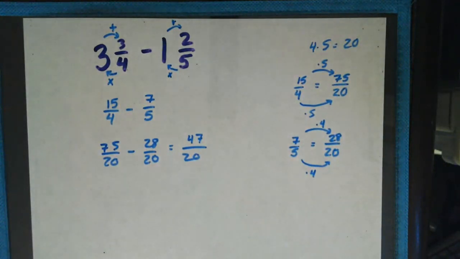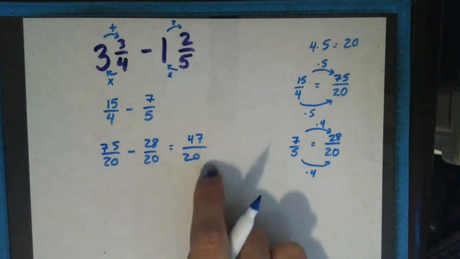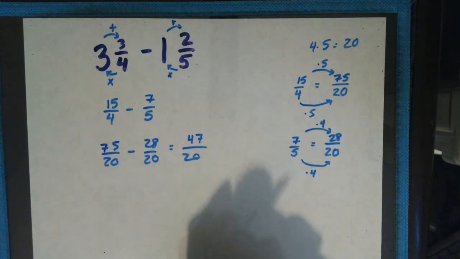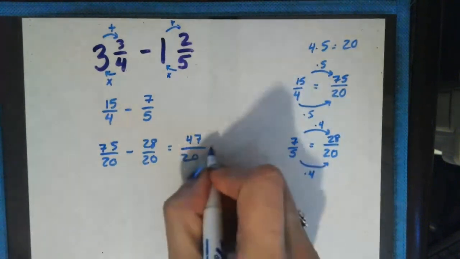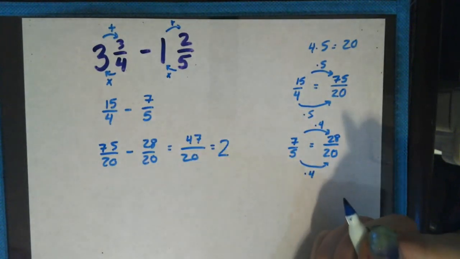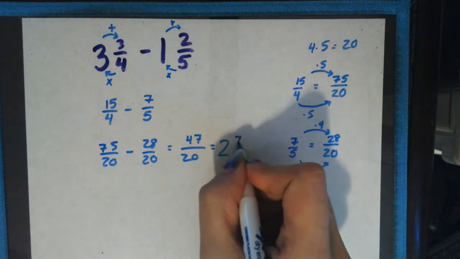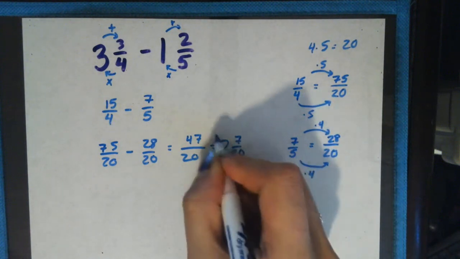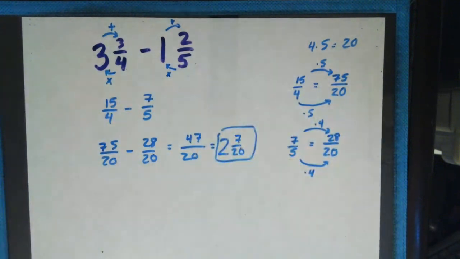We could try to reduce it, but it's not going to work. How many times does 20 go all the way into 47? Well, that's going to be twice, because that gets us up to 40. How many is left over if we're using 40 of them? 7 of them. So it leaves us with 2 and 7/20.